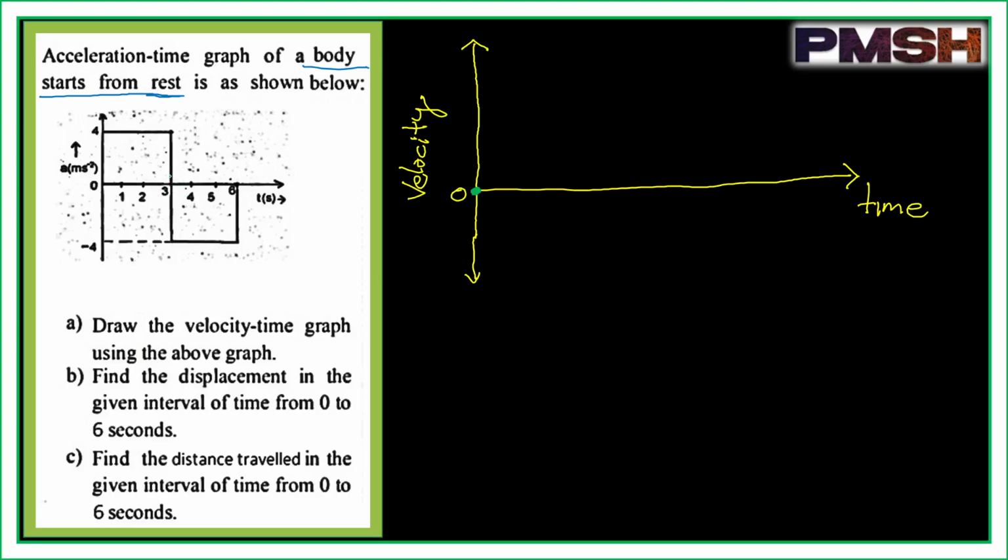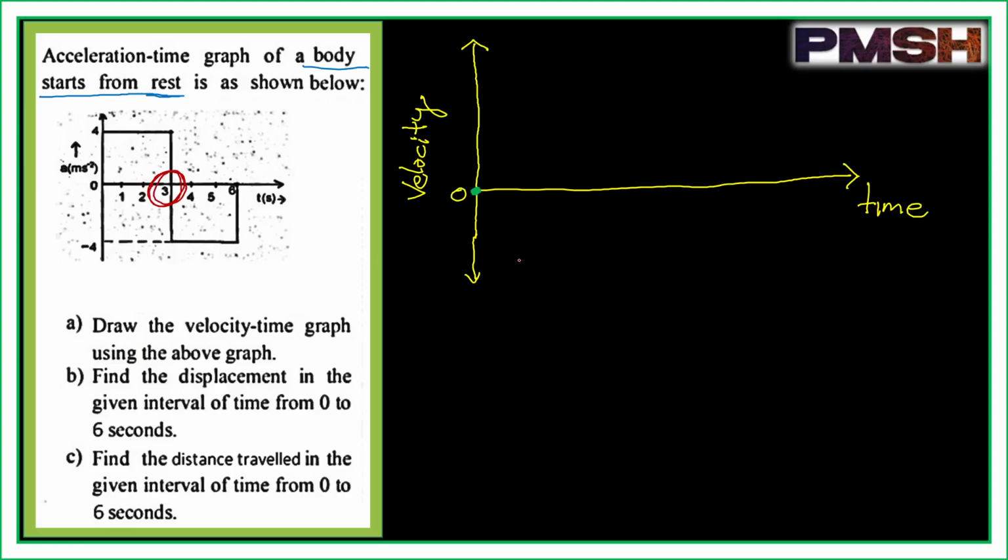Now we want to calculate the velocity at t equal to 3, because till 3 seconds the acceleration does not change. You can observe this graph. What is the specialty? From 0 second to 3 second, the acceleration of the body does not change. The acceleration of the body is 4 meter per second square. So you will calculate what is the velocity at time equal to 3 seconds.